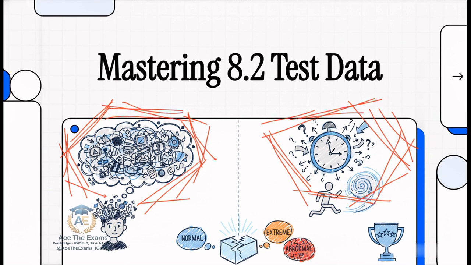We are cracking the code on the Cambridge syllabus, specifically Section 8.2 on test data. And let me tell you, whether you are tackling syllabus code 0417, 0478, 2210, 9618, or the main one we are deeply dissecting today, 9626, this topic, understanding normal, extreme, and abnormal data, is an absolutely critical area. It appears in almost every single exam series. It is literally unavoidable.